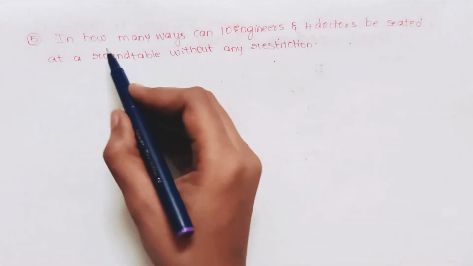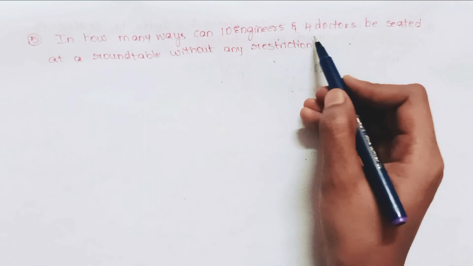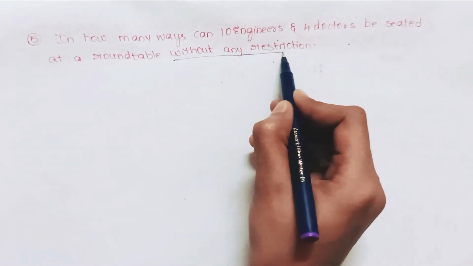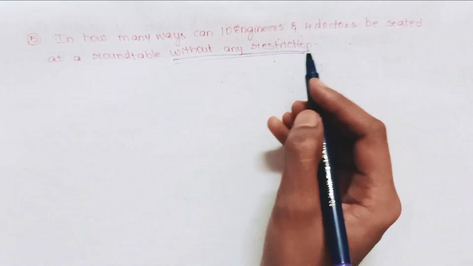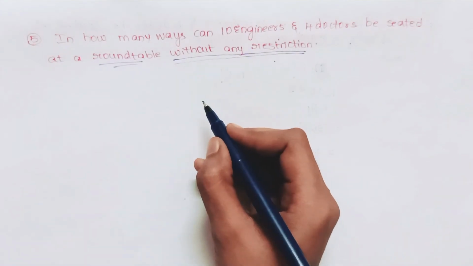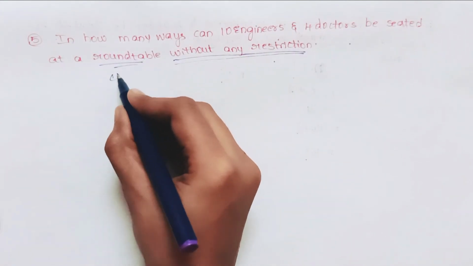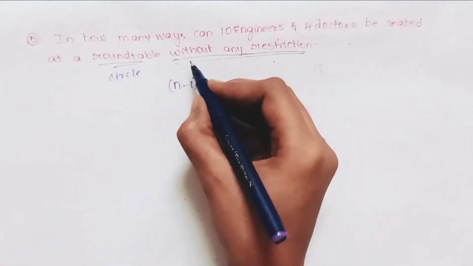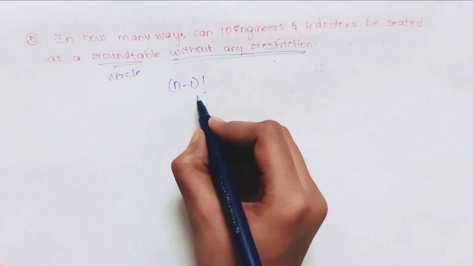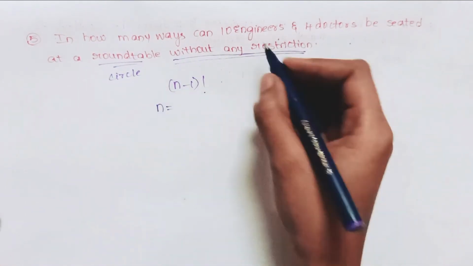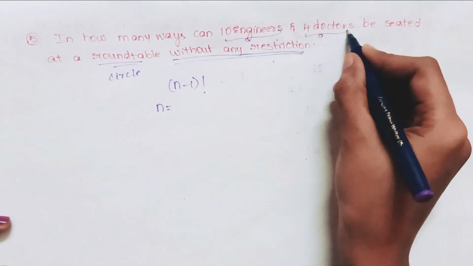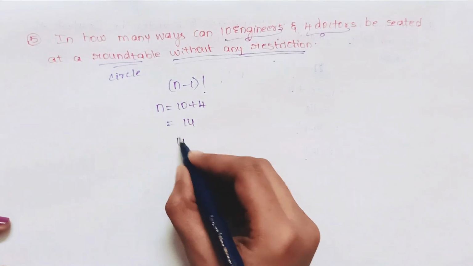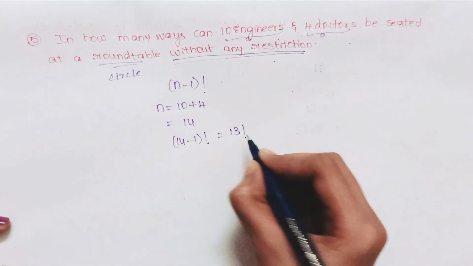Now 5th example. In how many ways can 10 engineers and 4 doctors be seated at a round table without any restrictions? They particularly tell that it is without any restrictions. In a round table, whenever you find a question like a round table or a circle, you should use (n minus 1) factorial. Without any restrictions, we use this formula. So what is n? n means 10 engineers plus 4 doctors, 14. So 14 minus 1 factorial, 13 factorial.